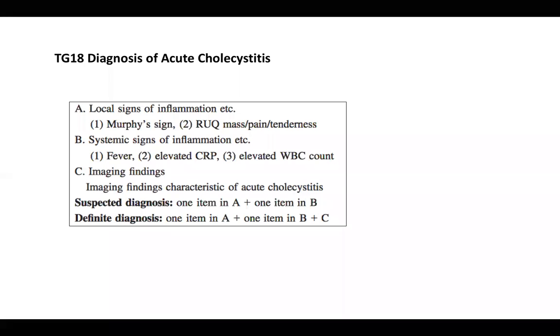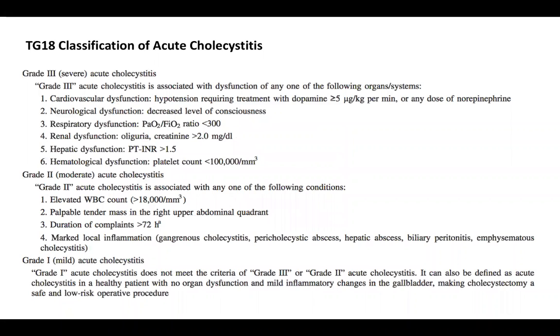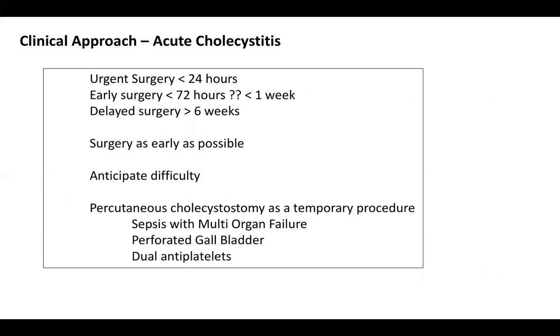Definite diagnosis if you have local signs of inflammation and either imaging findings or fever, elevated CRP. Suspected if you have one of these. Classification is basically into 3: mild, moderate, and severe, based on the degree of organ function that is there.